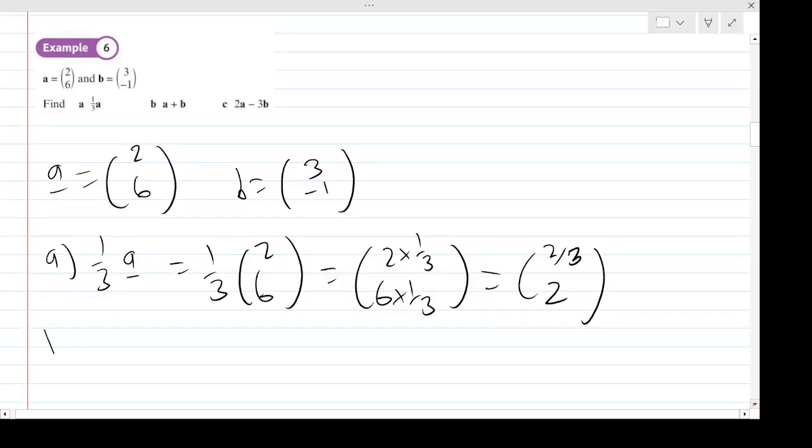Okay. Part B, and we could also write that in I and J notation. So that's 2/3 I add 2J. Okay, as in IJ form.